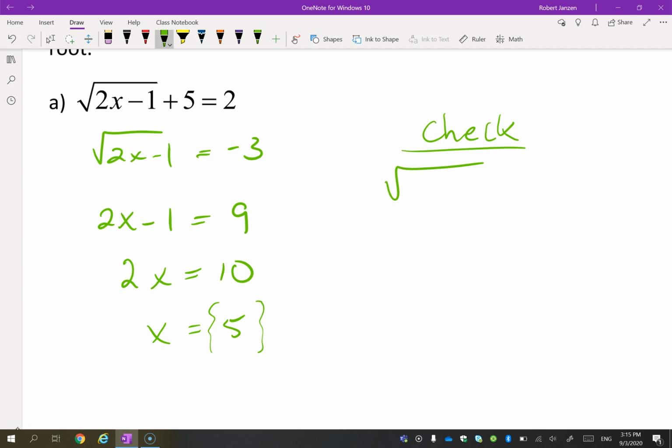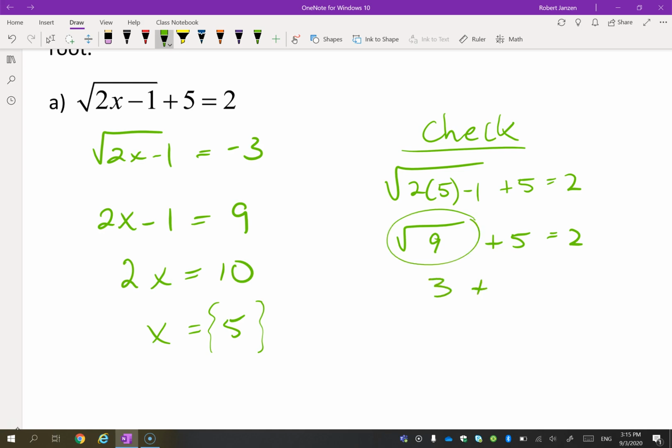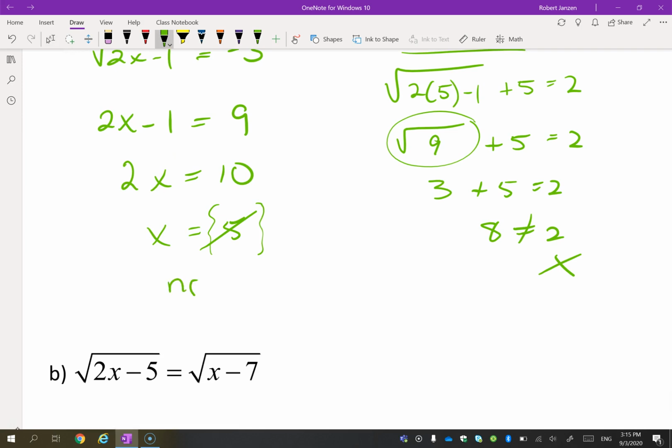Okay, if I check this, what happens? I get the root of, well, this is 9. Right here you should say, wait a second, how can this plus 5 equal 2? How can 3 plus 5 equal 2? It can't. 8 does not equal 2. This is no good. So this means no roots, no solution.